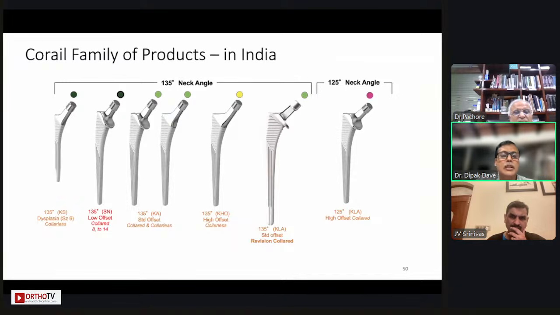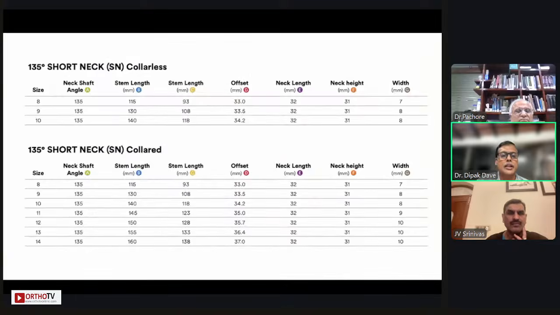And again, it has got a high offset stem, and also a dysplasia collarless stem. But we need to know what type of stem, what is the neck shaft angle, and what is the offset. The basic Corail, the smallest Corail, starting offset itself is somewhere around 38, 39. So even the standard Corail is almost like a high offset stem. So in a short female, stiff hip, it is very challenging to use this stem. So we should try to avoid these kind of stems.